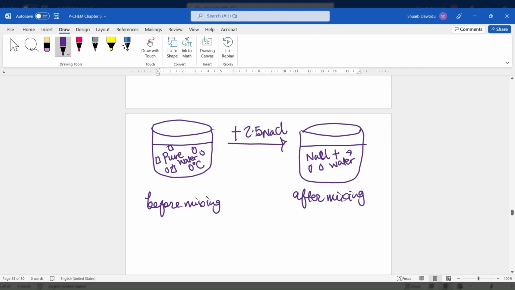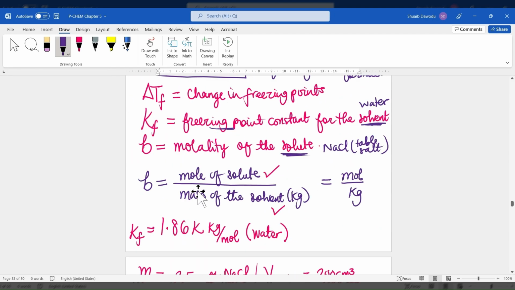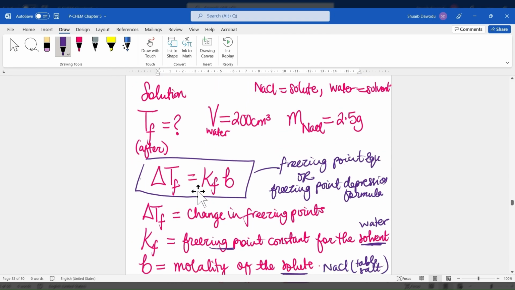Now, the reason why it's very important for you to know what's going on here is that your work is basically explaining to you that what they want you to determine now is the temperature of the solution after mixing. This is the temperature of the solution before mixing. And the reason why it's very important for you to know this is that this equation at the beginning I told you was the freezing point equation, and some people call it the freezing point depression formula.